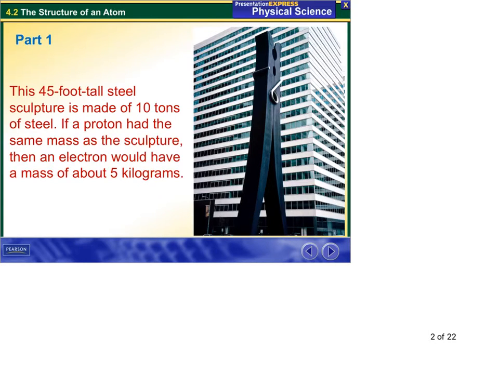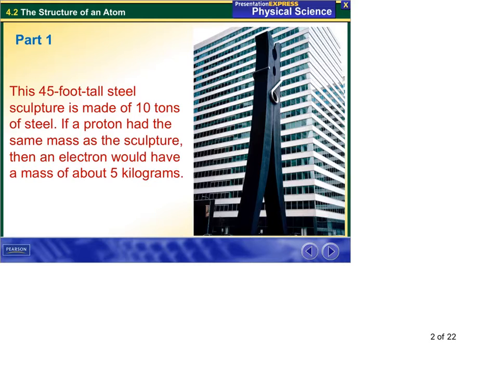Today we're going to look at section 4.2, called the structure of an atom. Here they start with a big tall building, a 45-foot tall steel sculpture, not a building, made of 10 tons of steel.